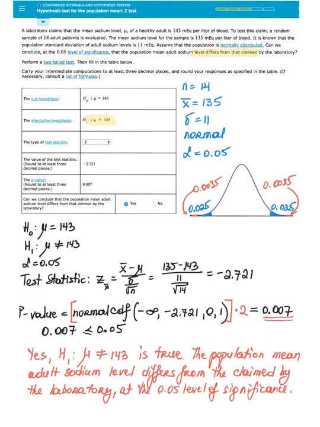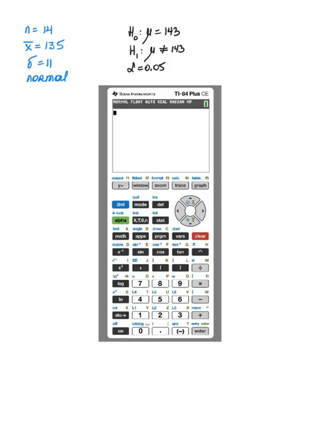Again, remember, if p-value happens to be less than or equal to 0.05, your alpha, you can go ahead and reject the null hypothesis. We're going to write that down, reject null hypothesis, which means alternative must be true. We're going to conclude yes, H sub 1, stating that mu is not equal to 143 is true. The population mean adult sodium level differs from the claimed by the laboratory at the 0.05 level of significance.